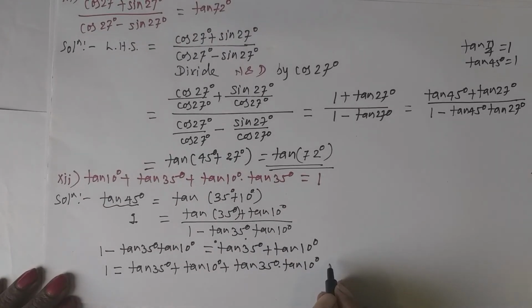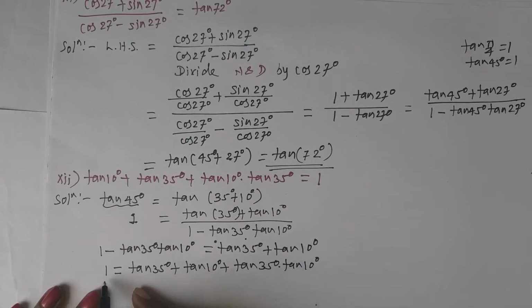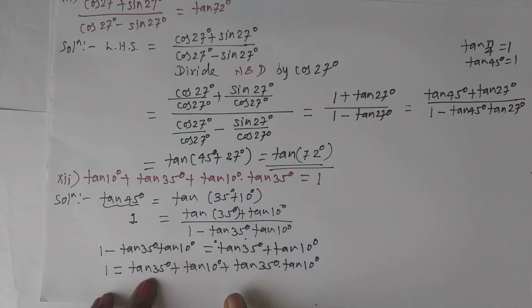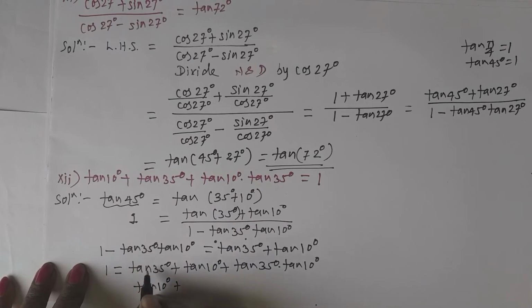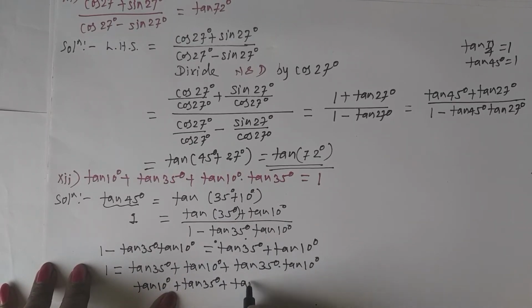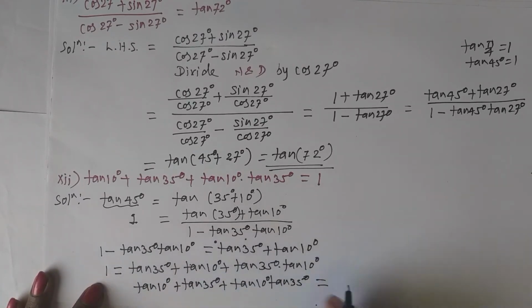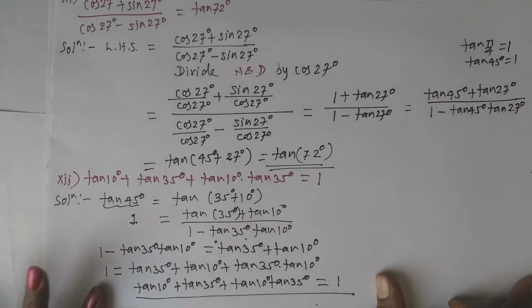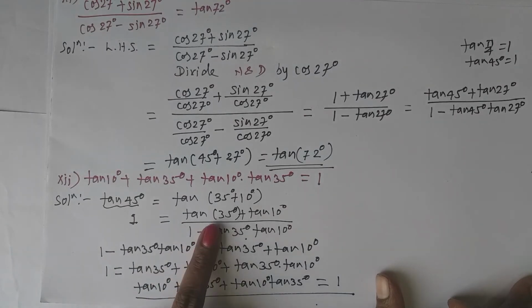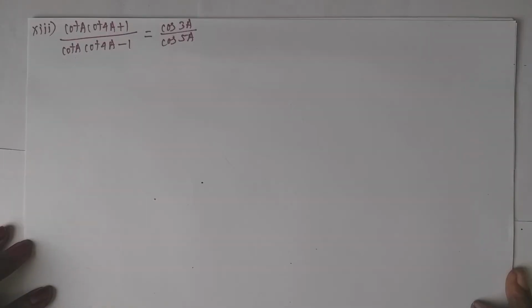Okay. Now only rearrange the terms. See here, in this way we have proved 1 is equal to tan 35 plus tan 10 plus tan 10 into tan 35. Only rearrange the terms. Take this term first, tan 10 plus this tan 35, and as these two are in the product, write down this tan 10 into tan 35 degree, and this is equal to 1. In this way we have proved the identity. Okay, means here we are using the formula of tan A plus B. Okay, now let's see the next problem.